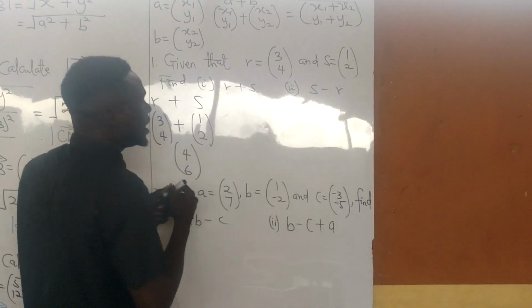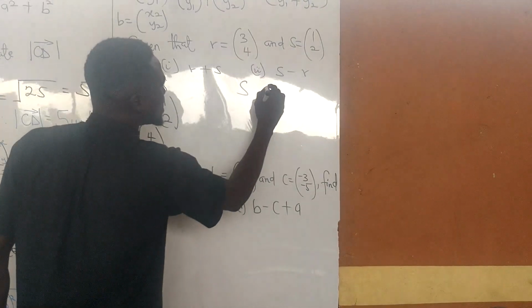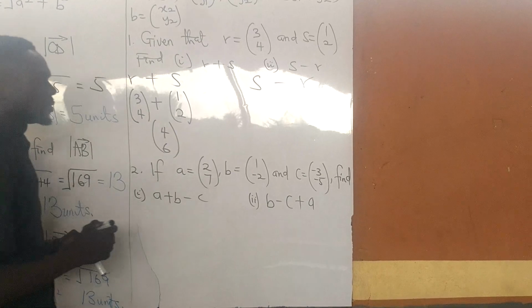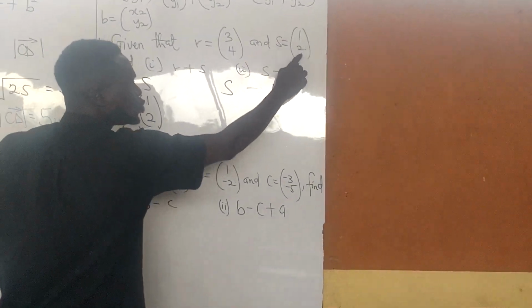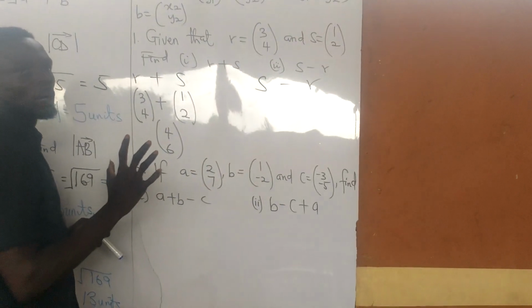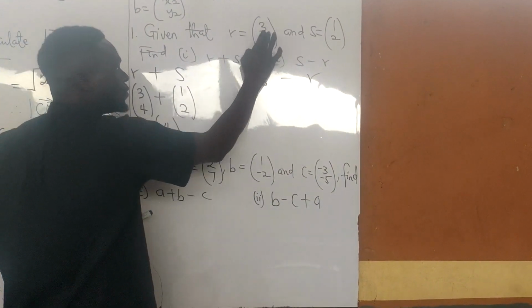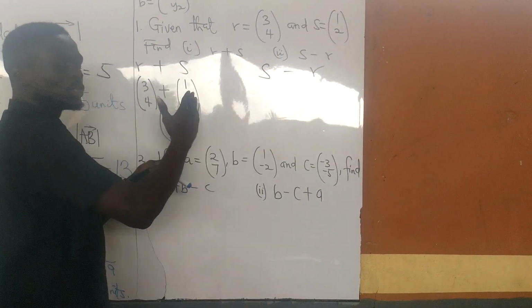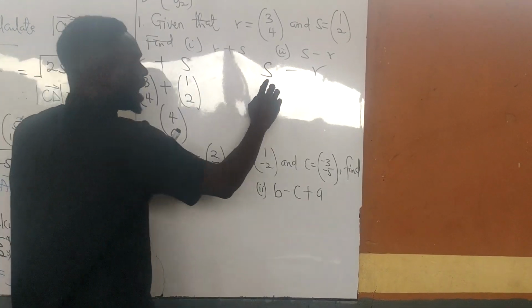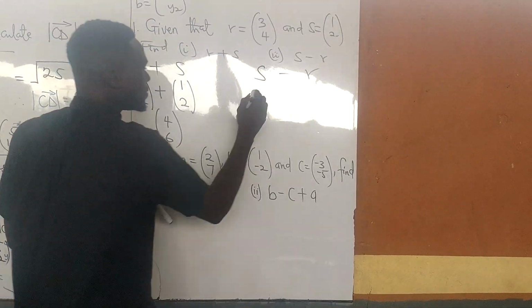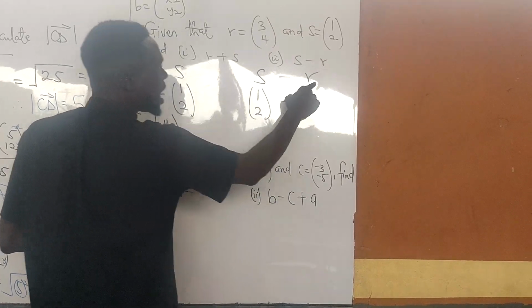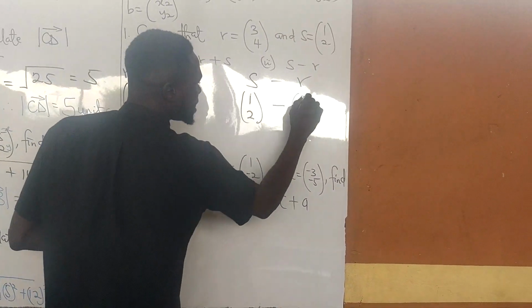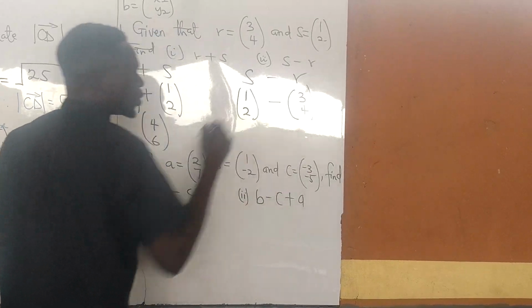Then we have to calculate s minus r. What is the vector of s? (1, 2). The same question. What is the vector of r? (3, 4). So just substitute and you simplify. s is (1, 2), so I have the vector (1, 2), minus r. What is r? The components are (3, 4).